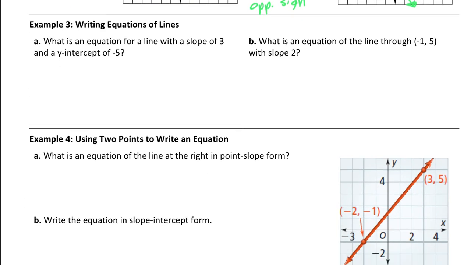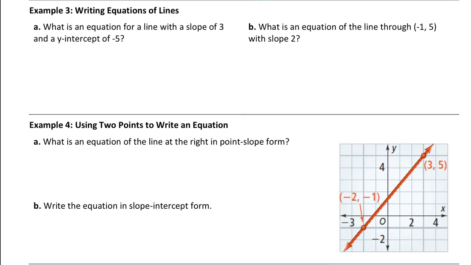we get a couple examples of writing equations of lines. So in part A, an equation for a line with a slope of 3 and a y-intercept of -5, that's going to be that slope-intercept form, y equals mx plus b. So this equation has a slope of 3, so that's going to be 3x plus -5. So I would just do 3x minus 5. M is 3, b is -5. And I'm just writing my equation based off of that information. So that's y equals mx plus b.